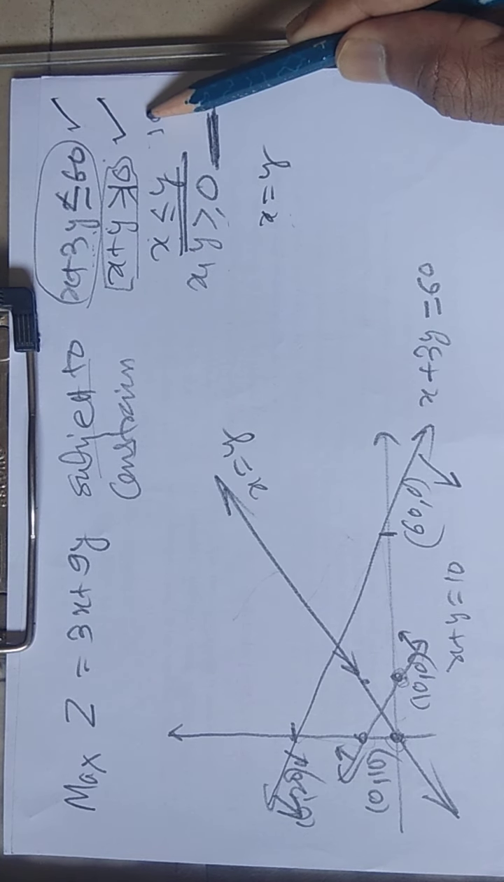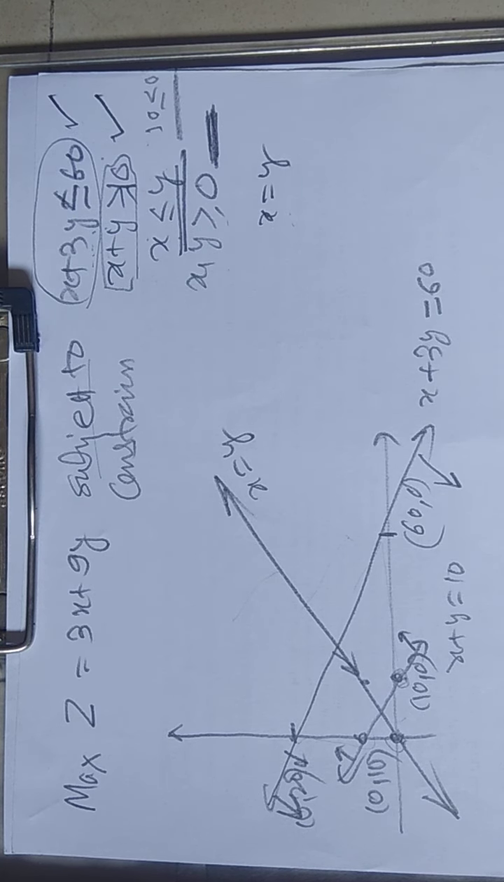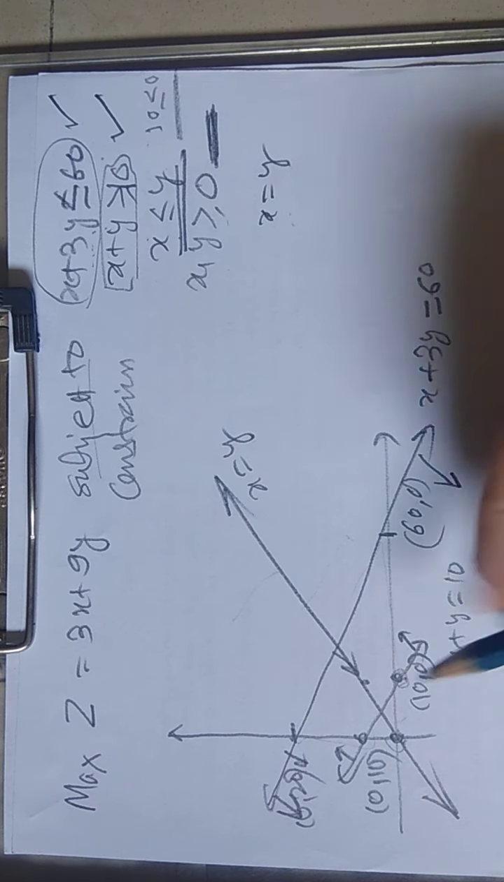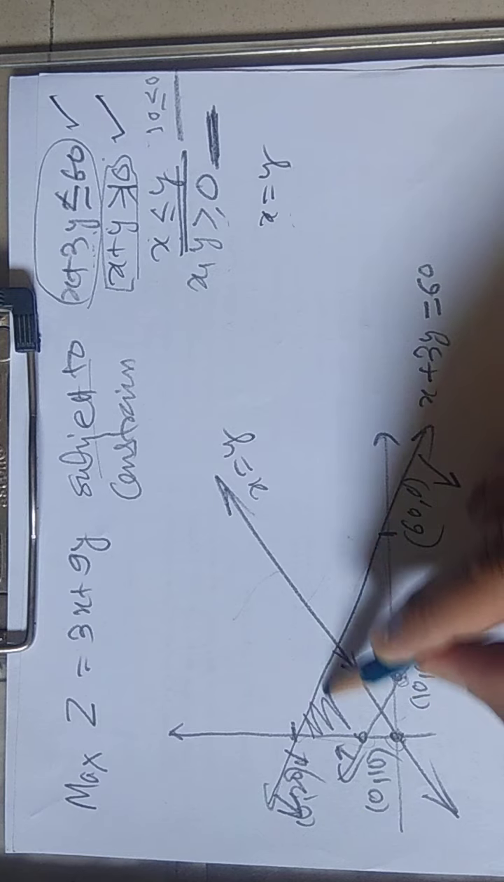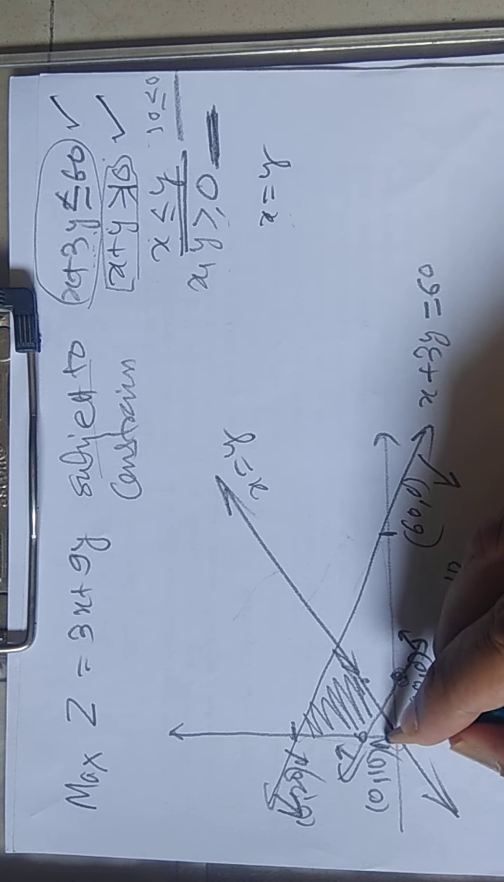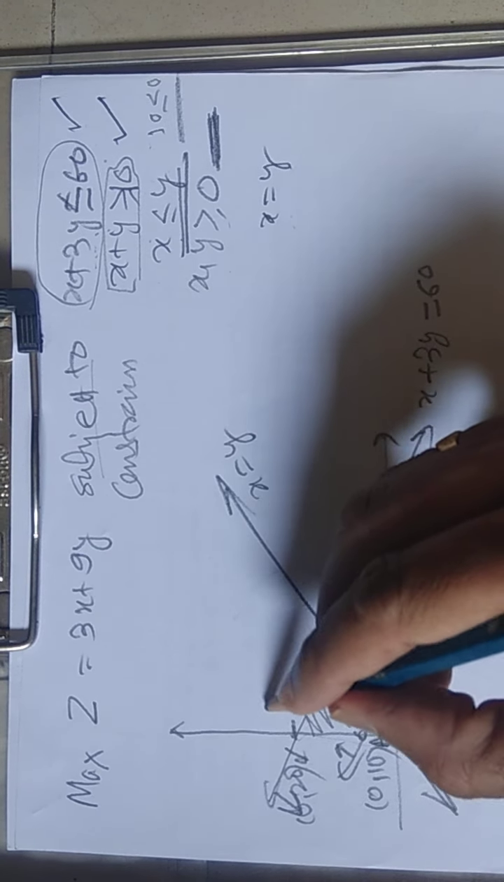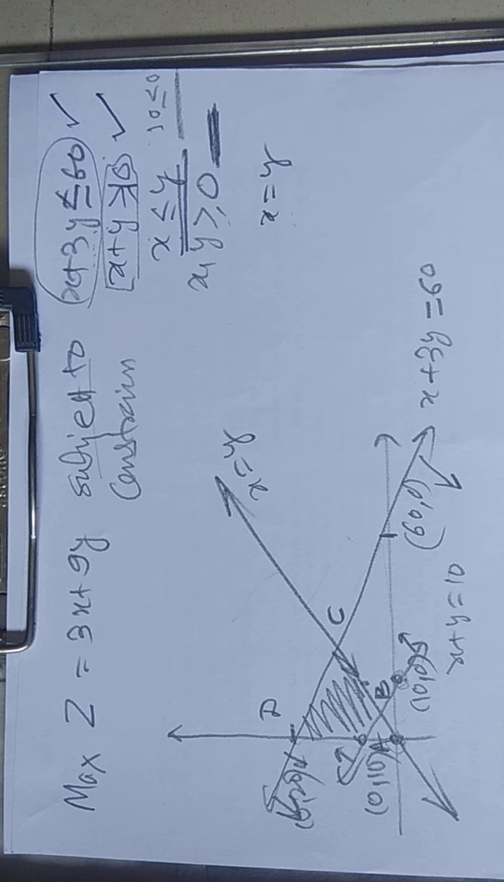So what will I get? 10 is less than or equal to 0. Do you agree with this? No. That means the shading will not be on this side, it will be on the opposite side. So you know partially what the coordinates are. A is known to you, B is unknown to you, C is unknown to you, D is known to you.